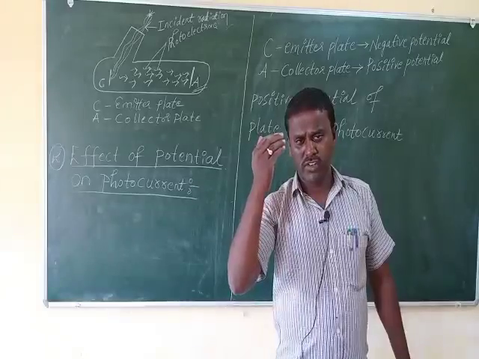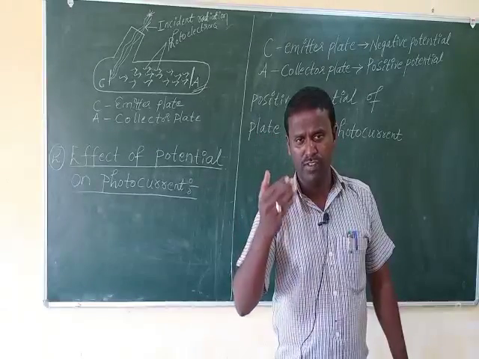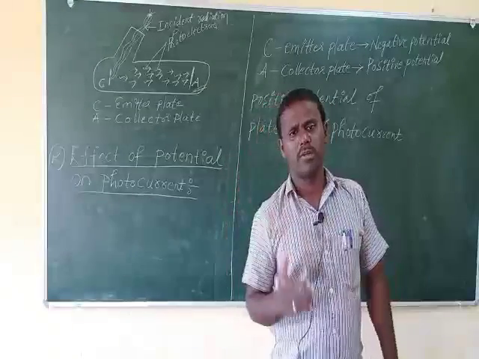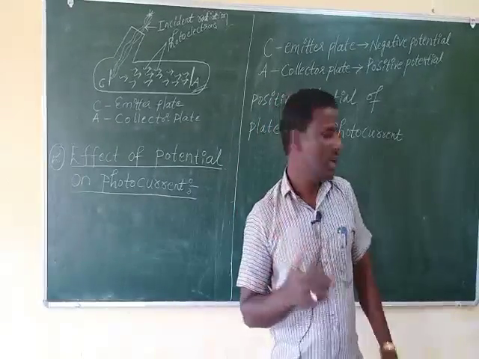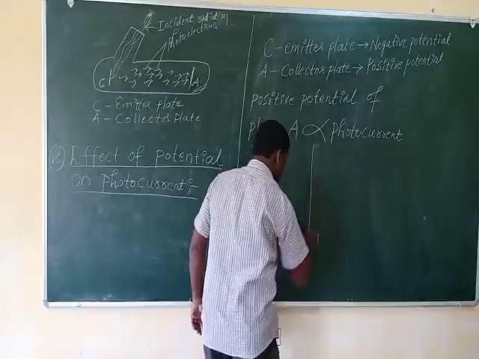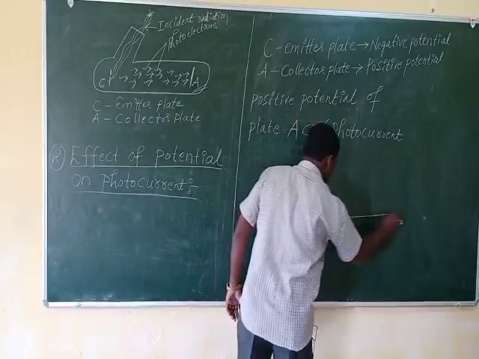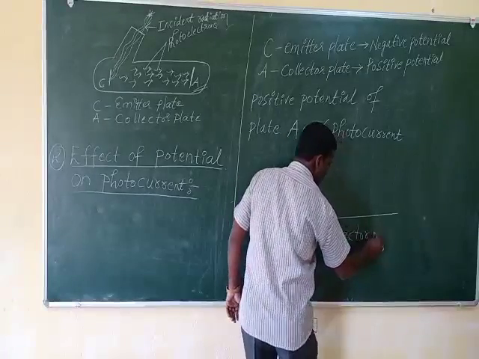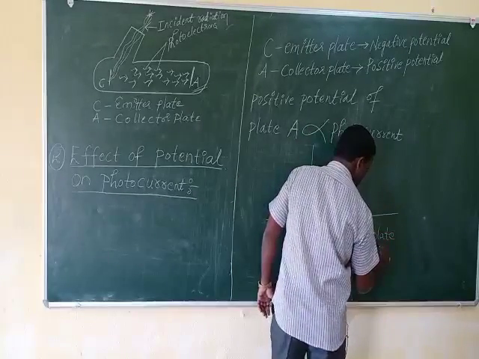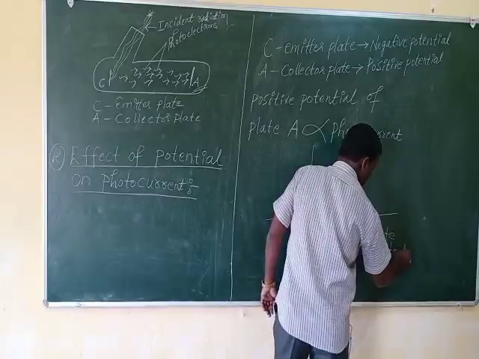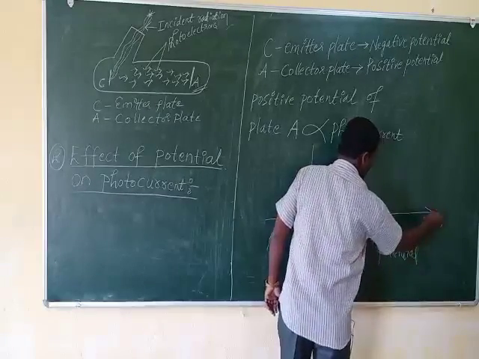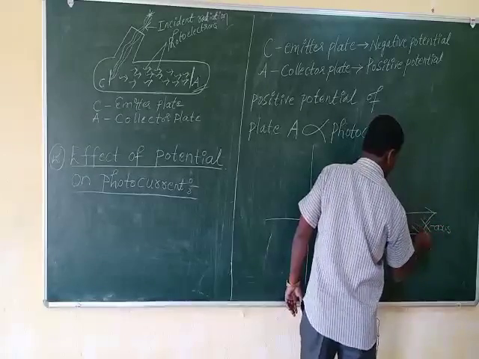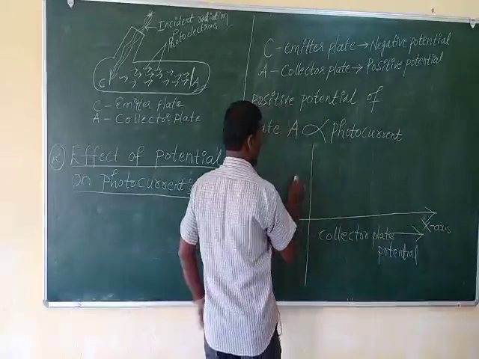and it remains at a constant value. The current keeps increasing. See the graphical representation. Here we take the collector plate potential along the x-axis, and here this is the photo current.